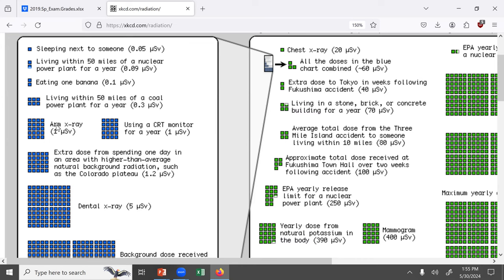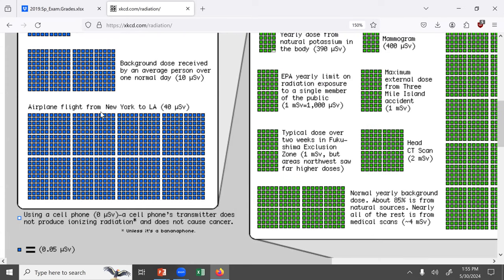Dental x-rays are worse than arm x-rays, which also kind of makes sense, right? Because you're putting the energy into your brain instead of into your arm. There's more tissue here to absorb. An airplane flight from New York to LA is 40 microsieverts.